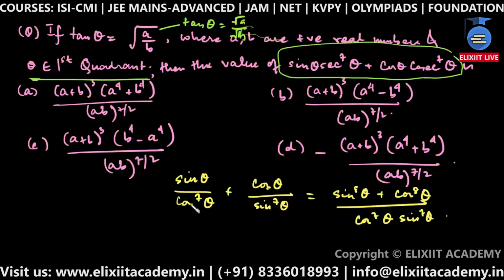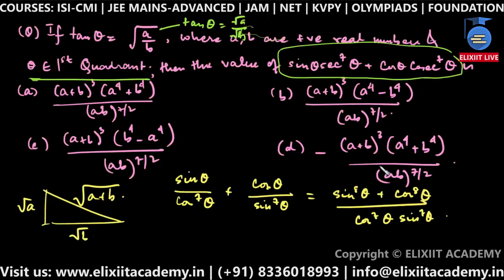Now simply see, by the triangle rule, you have perpendicular by base. Perpendicular is root A, base is root B. So the hypotenuse is root of A plus B. So simply put these values. Sine to the power 8 is sine theta whole to the power 8. So simply find out what is sine theta and simply put the value.